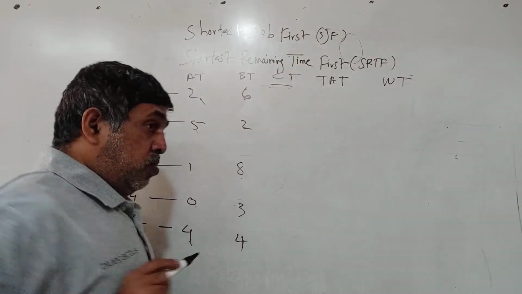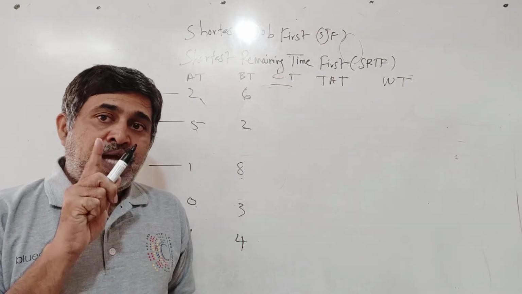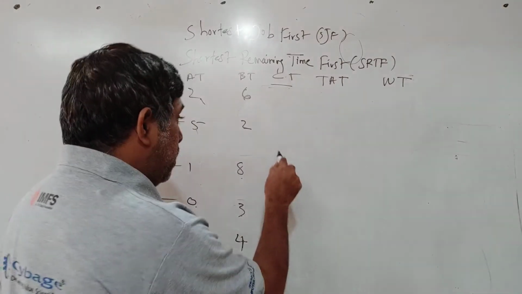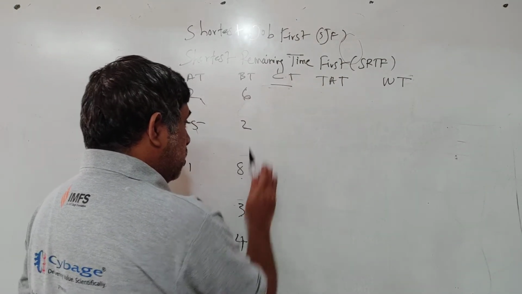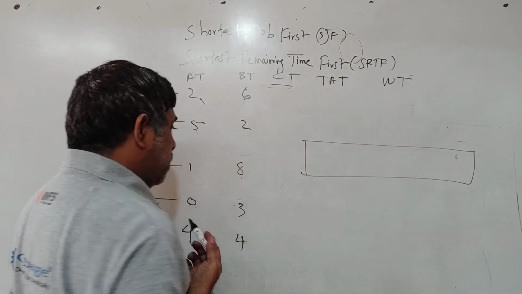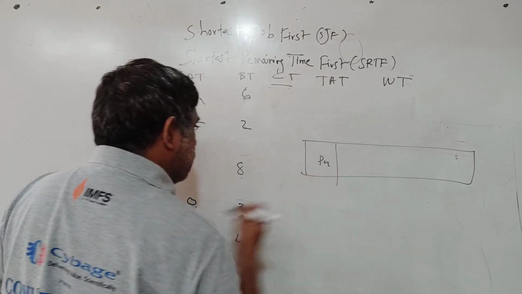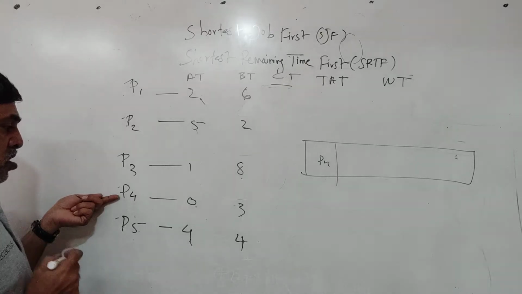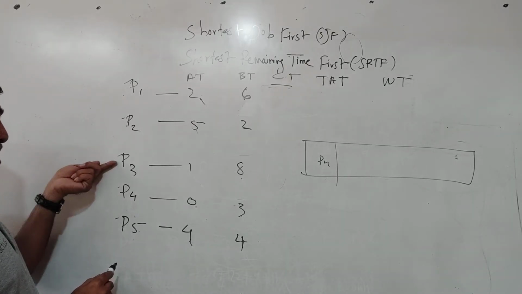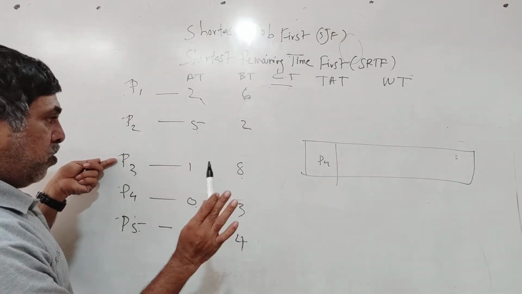Okay, so now the preemptive method. What do we know about the preemptive method? The moment a higher priority process comes, we have to preempt the lower priority process. So now let's begin. Just see how it works. At 0 time there is no other choice. We have to select process P4. By the time P4 executes from 0 second to 1 second, we can see P3 arrives. What is the burst of P3? 8. So P4 will continue.